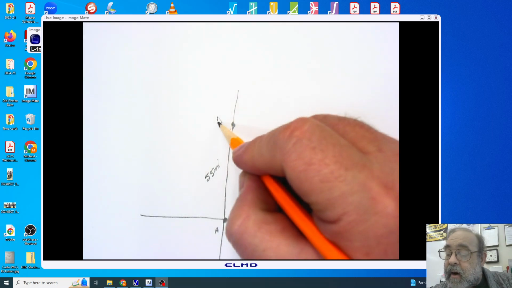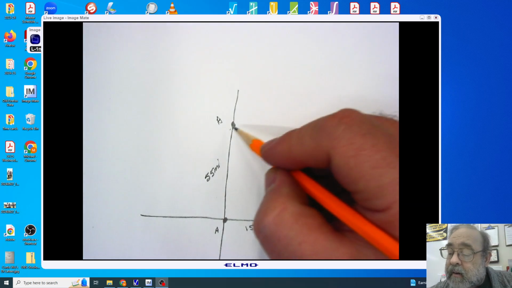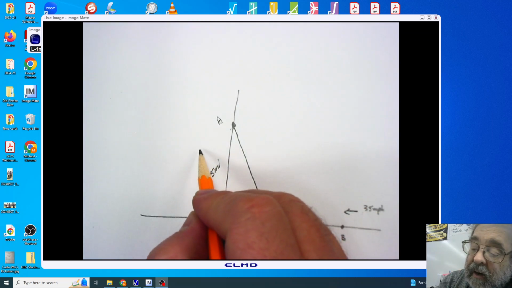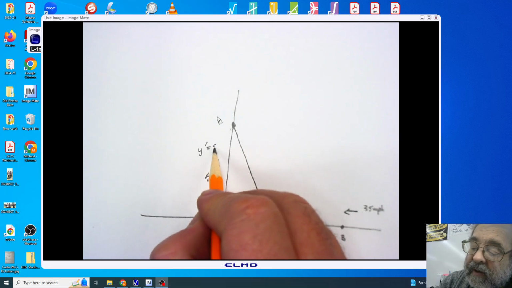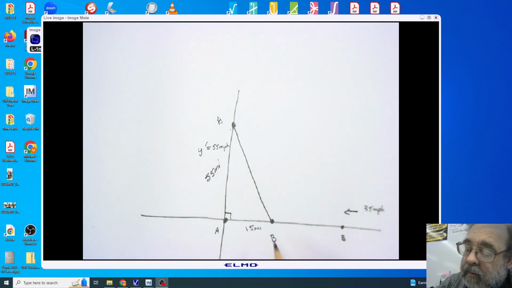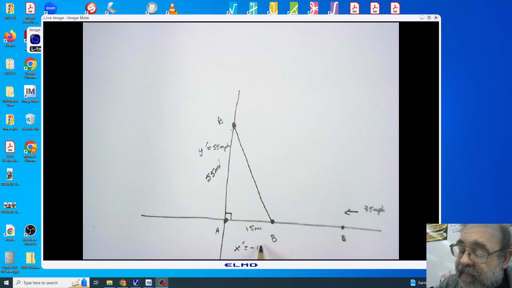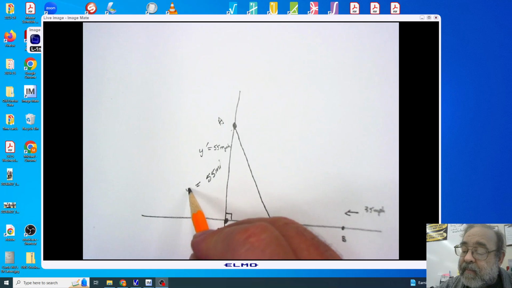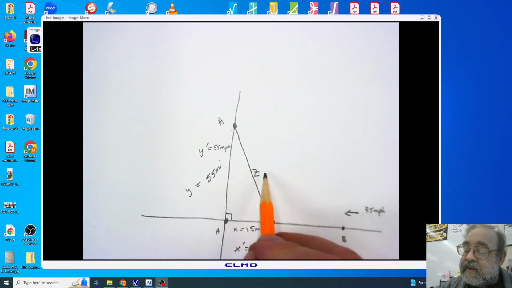We now have car A here. Car B has moved to there. I know that y prime, the rate of change, is 55 mph, whereas x prime is negative 35 mph. Once again, the distance is decreasing, so it's got to be a negative rate. And then we have x is 15 miles and y is 55 miles. That leaves me to find z, and my goal is to find z prime.